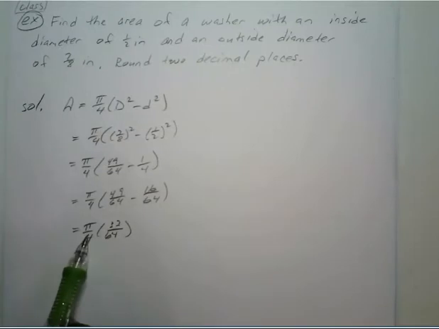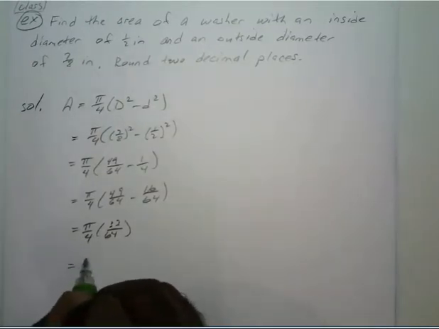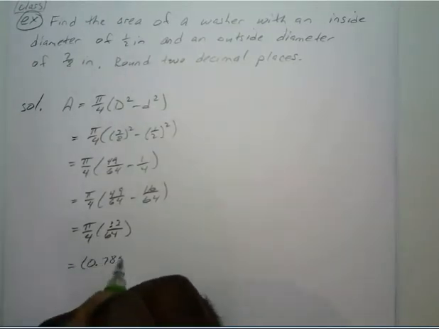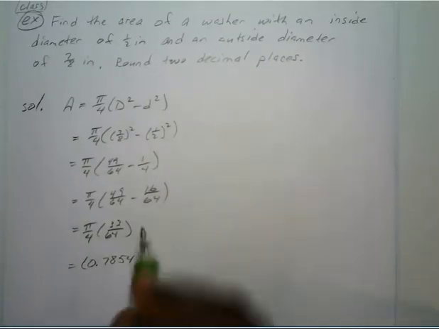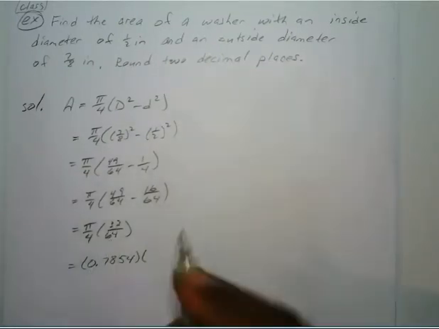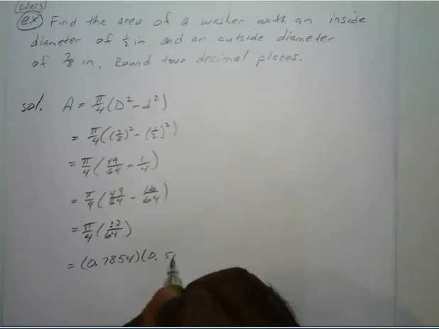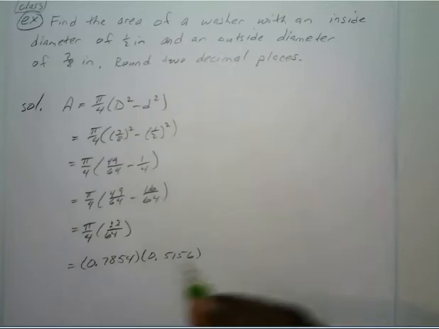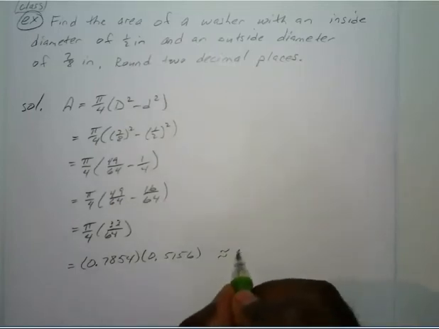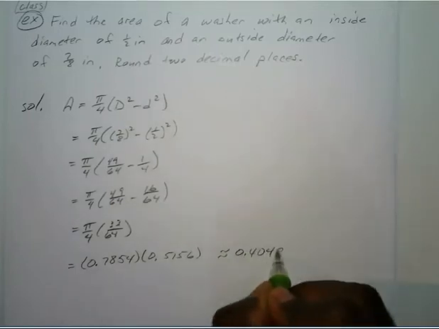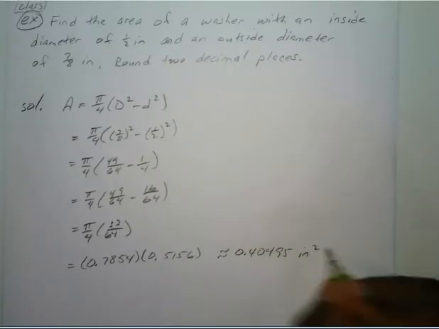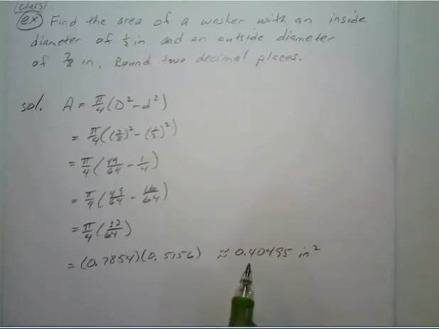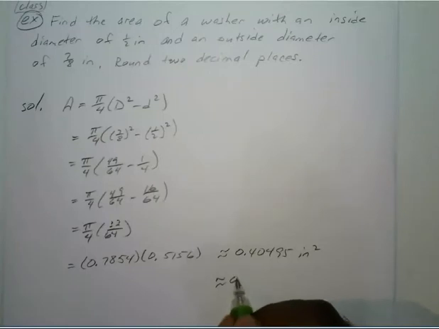Okay. So if we plug our pi over 4 into our calculator, we get 0.7854 times 33 over 64. We plug that in, we get 0.5156. So if we multiply those two together, we get approximately 0.40495 square inches. And if we round that to 2 decimal places, it rounds to 0.40 square inches.